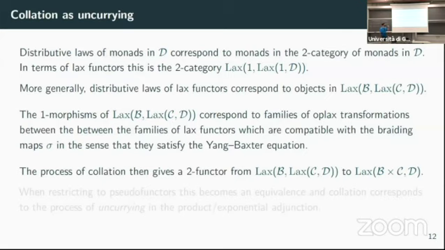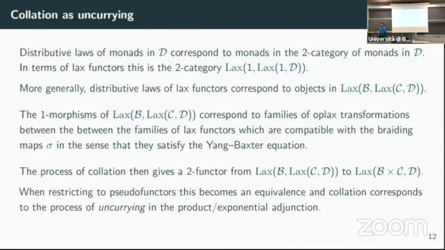And now this is maybe starting to look, again, not so surprising, because in the case of pseudo-functors, if we restrict to pseudo-functors, then this will not only be a functor, it will be an equivalence. And this will in fact reduce to that equivalence, this equivalence essentially being the product exponential adjunction. But in the case of lax functors, there's no inverse in general. But yes, it restricts to this equivalence.